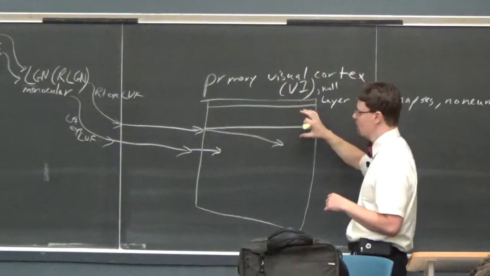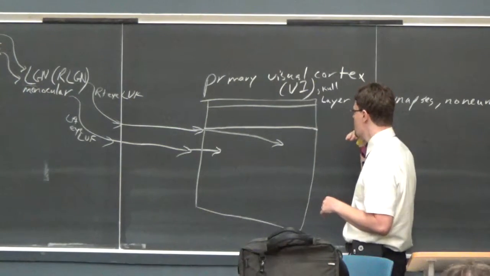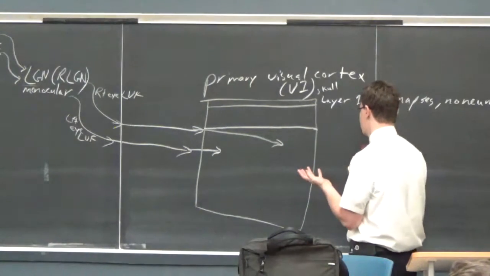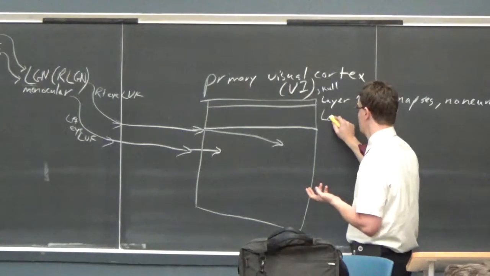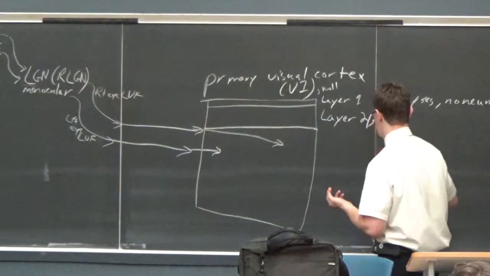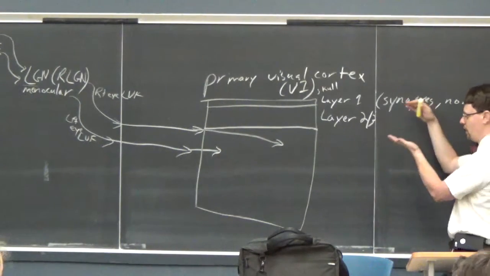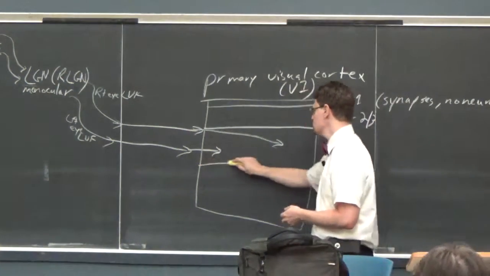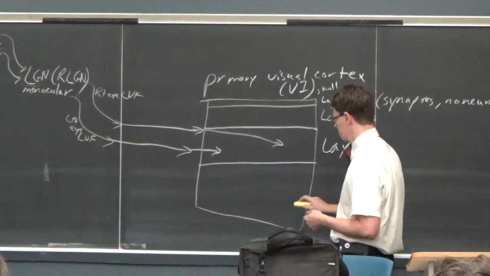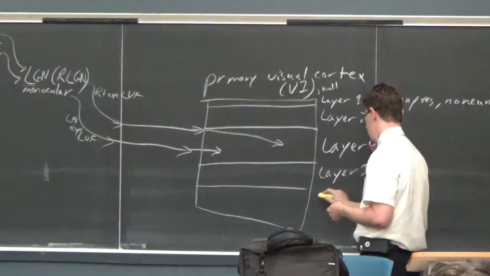Below that is a chunk that this early anatomist, Santiago Ramon y Cajal, decided were two distinct layers. A lot of people think he was right, and other people think he should have lumped them together. But we're going to lump them together and call them layer 2/3 as one group. And below that is layer 4. And then below that we have layer 5 and layer 6.